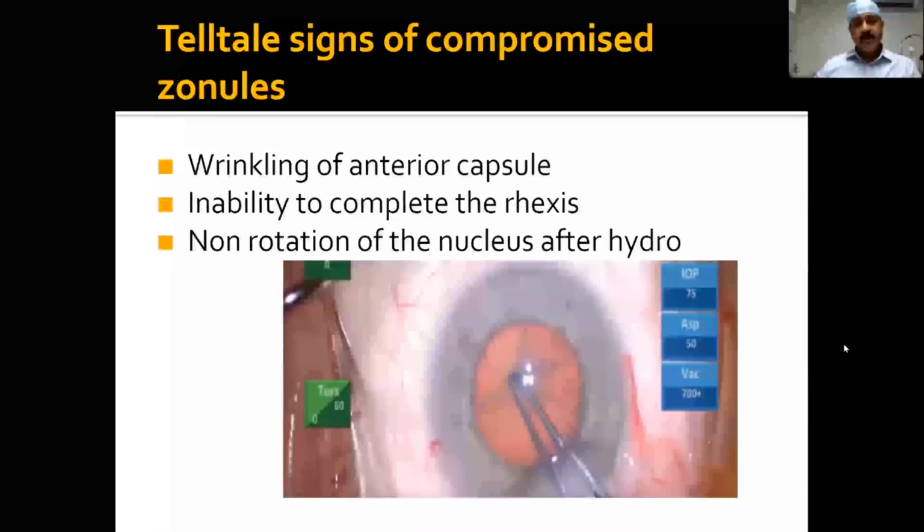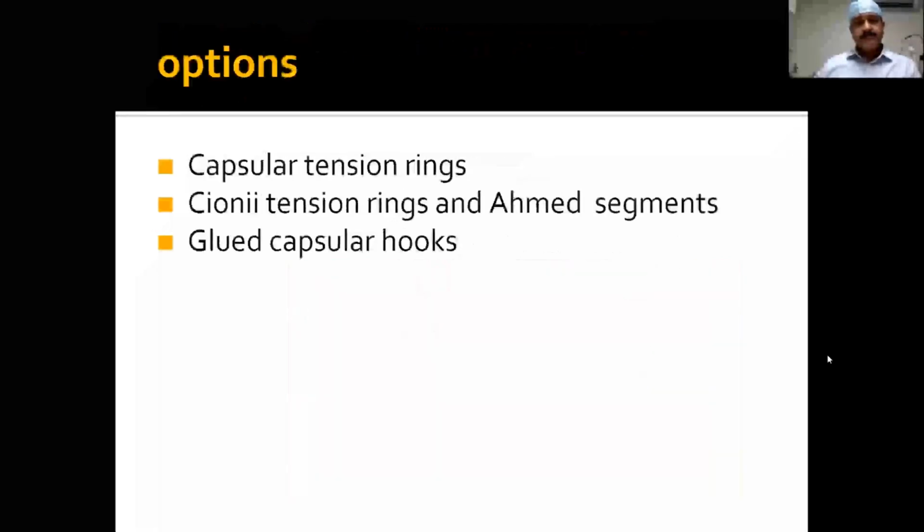Telltale signs of a compromised zonule. Whenever we initiate a rhexis in compromised zonules, there is wrinkling of the anterior capsule, which is a telltale sign that the zonules are not very healthy. There is inability to complete the rhexis or non-rotation of the nucleus after hydrodelineation.